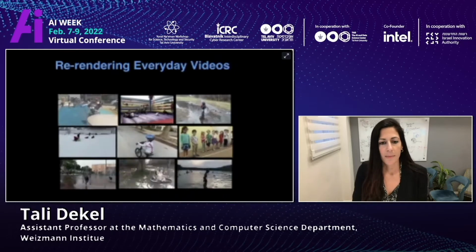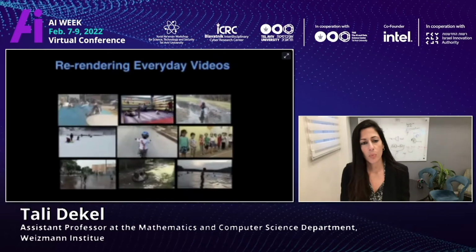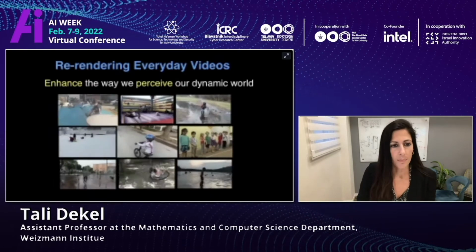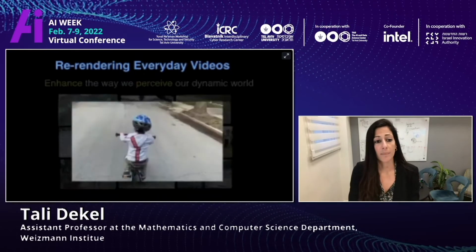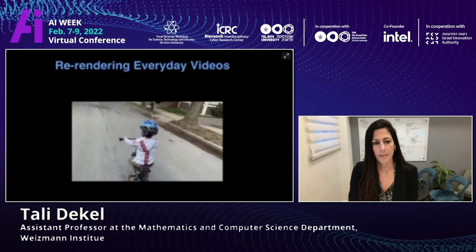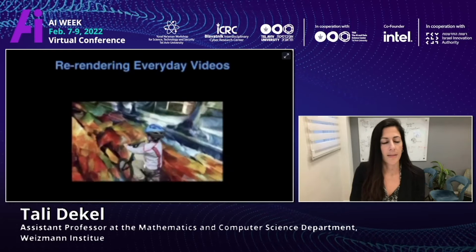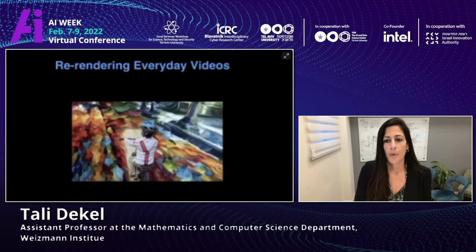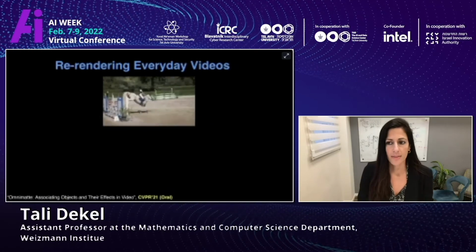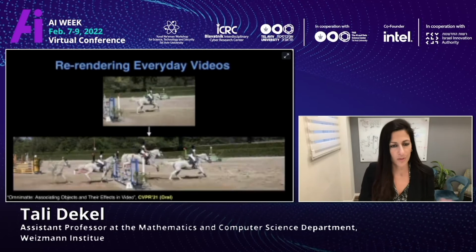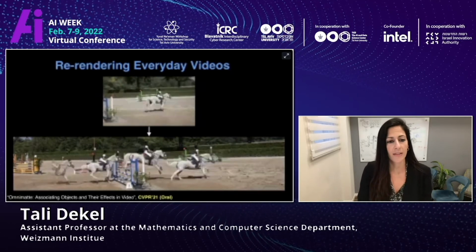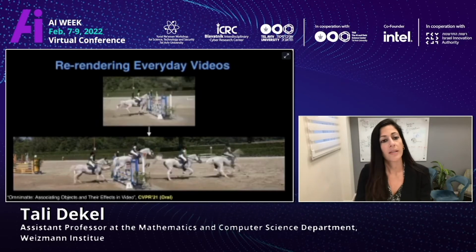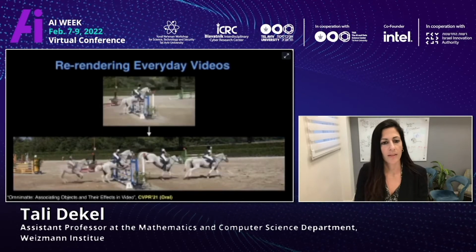And more generally, I'm interested in enhancing the way we can perceive our dynamic world through everyday videos. So just as an example, we may take this video of a child biking and artistically stylize the background in a consistent manner, as you can see here. Or we can take this video of a jumping horse and create a panoramic stroboscopic version of it. And you can see that the horse is being duplicated, but also the shadows that it casts on the ground.